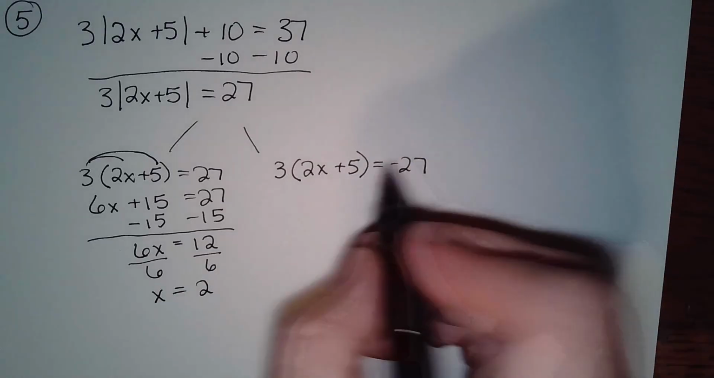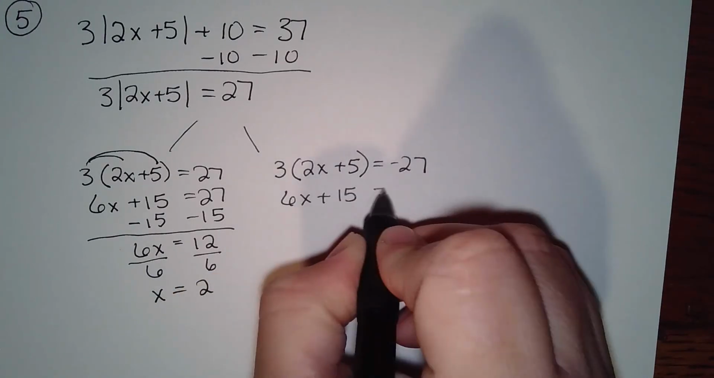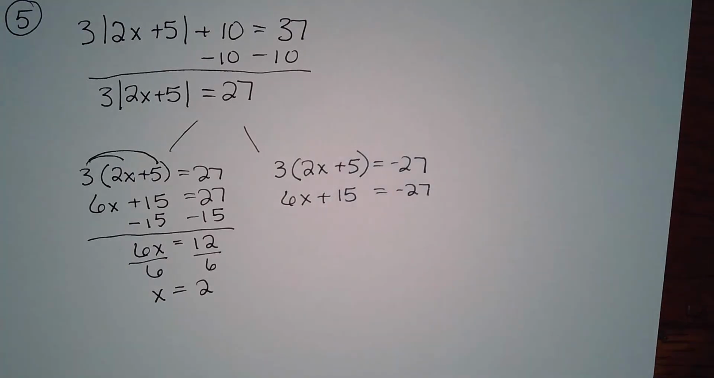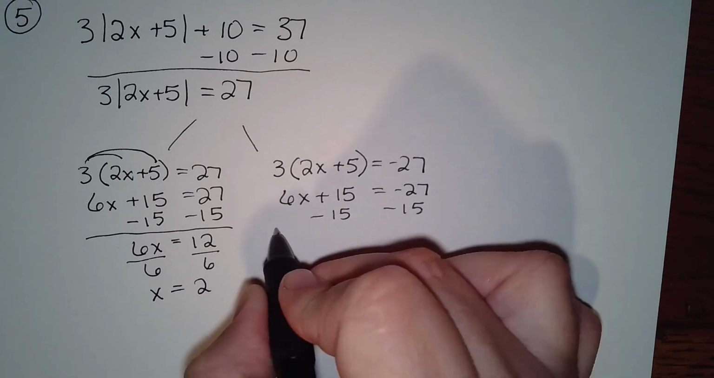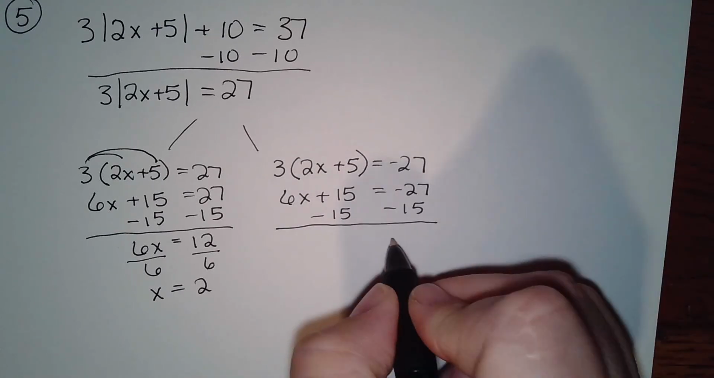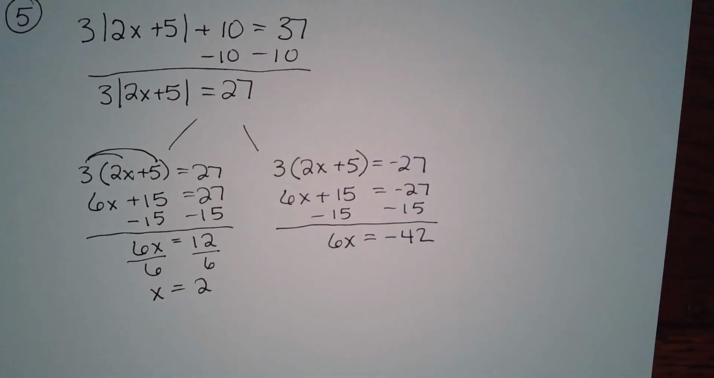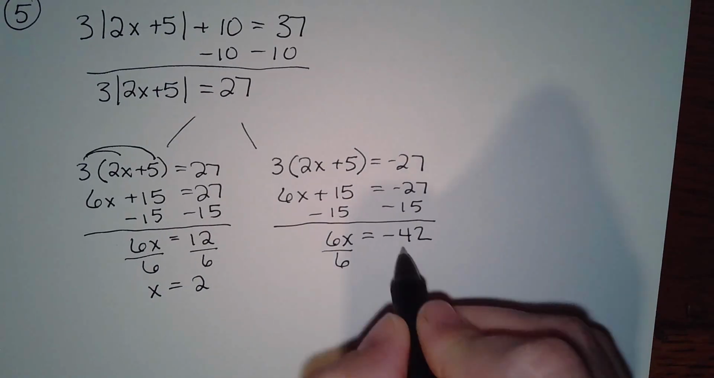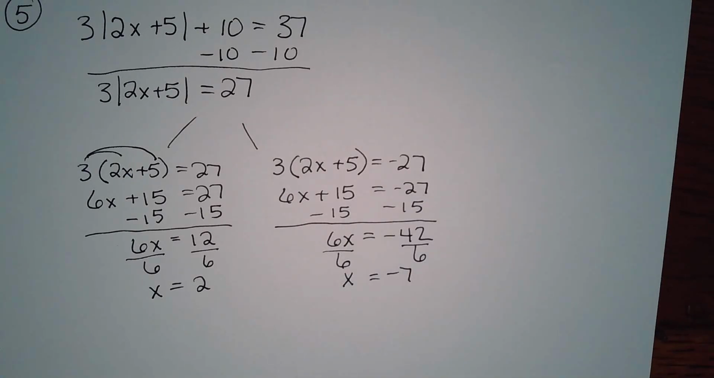So if I have over here, same thing, you're going to get 6x plus 15. Only it's negative 27 this time. Now I'm going to subtract 15 across this time, but my 27 is negative and so is my 15. So I'm going to get negative 42. So 6x equals negative 42. Last step, divide by 6. So x equals negative 7. All right, and just like last time, I'm going to let you be the one to take and graph that. These are not difficult ones to graph.